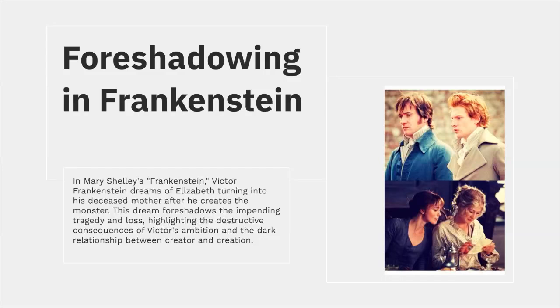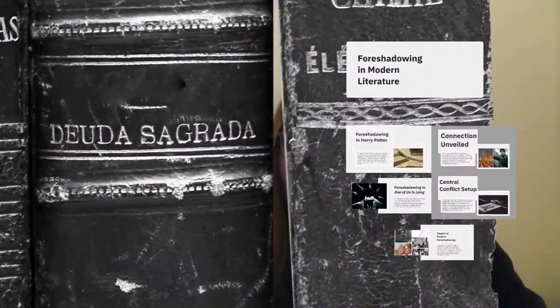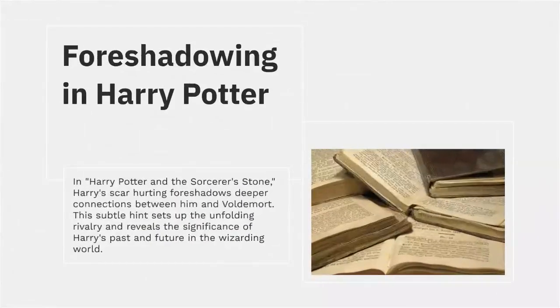This dream foreshadows the impending tragedy and loss, highlighting the destructive consequences of Victor's ambition and the dark relationship between creator and creation. Now we're going to be looking at foreshadowing in modern literature, which you will be a bit more familiar with. So we have foreshadowing in Harry Potter.